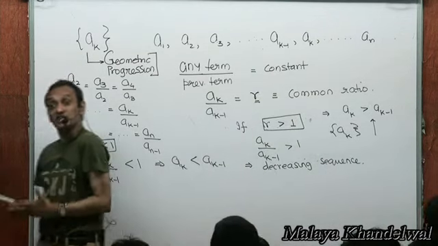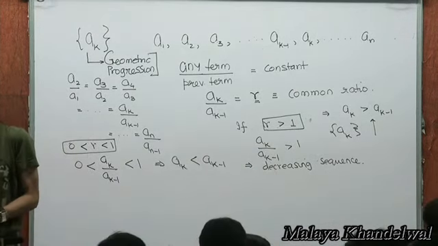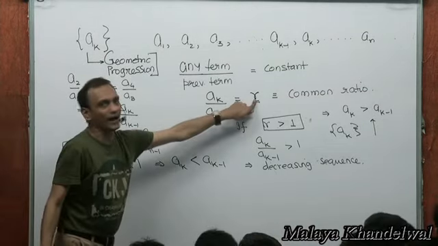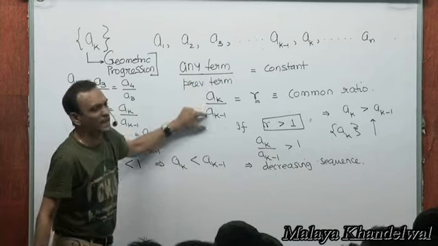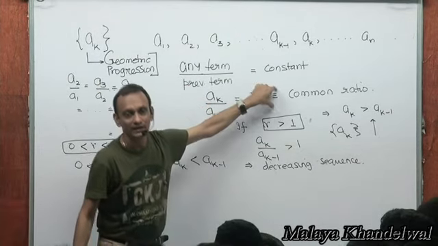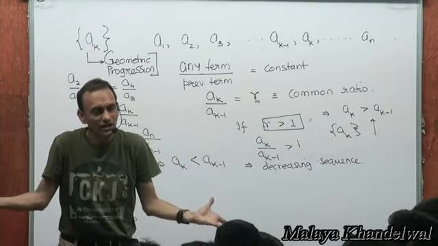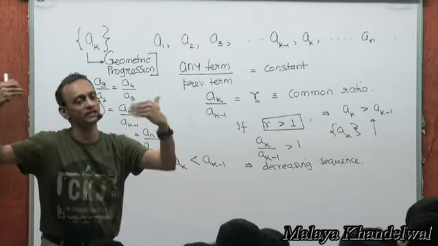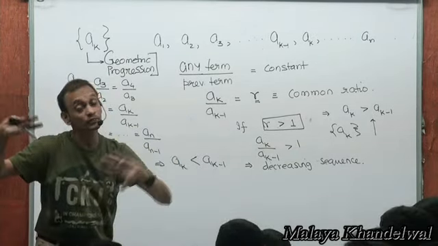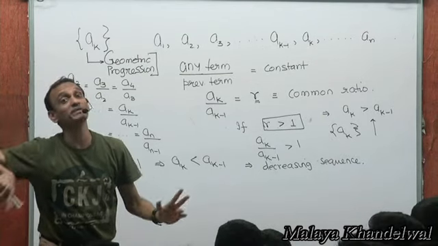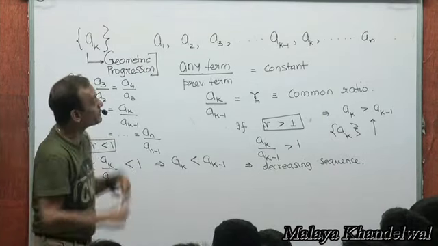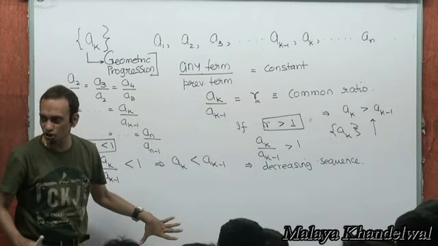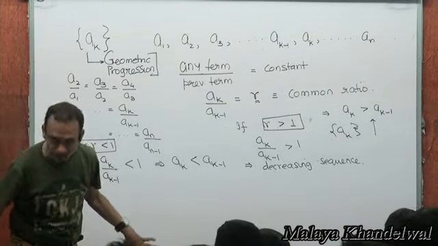R can also be less than 0. Note that R can't be 0. R equal to 1 will give me AK equal to AK minus 1. That means any term equal to the previous term. That means all terms are identical. So that's only a special case. I want you to think about what happens when R is less than 0 independently. But let me get into some other things first. Right? You understand this description of a geometric progression, right?